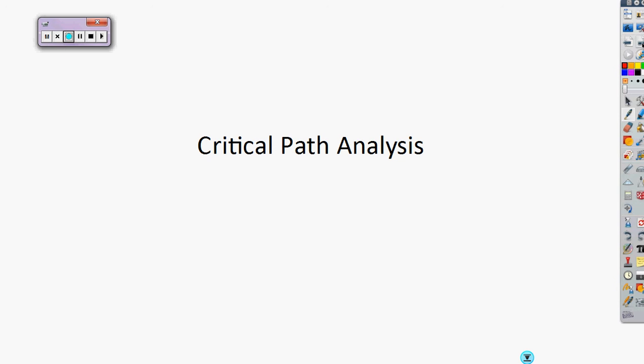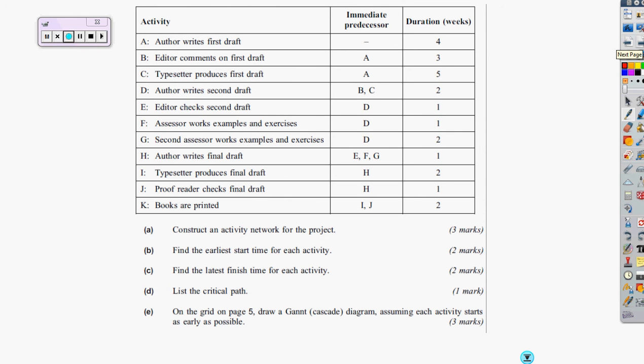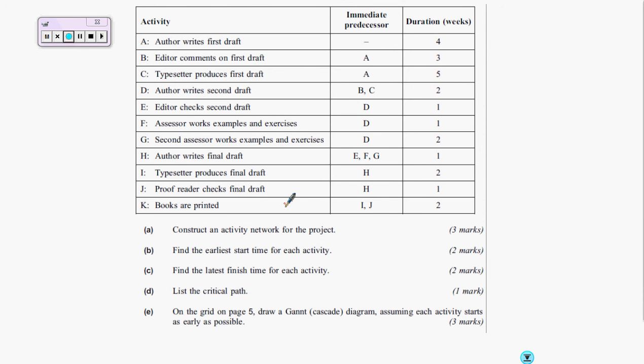Okay, so welcome to this tutorial on critical path analysis, and we'll get straight in with an exam question taken from the June 2013 Decision Maths part of Use of Maths. In this question we're dealing with an author who's writing a book, and we're given this precedence table, which gives us a list of the activities as well as which activities must go before these and how long each one will take.